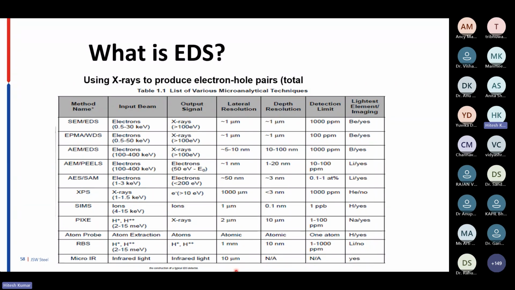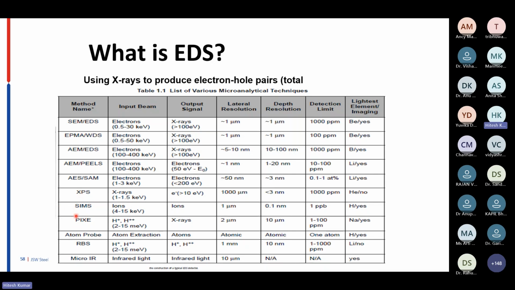That's why people mostly want to see in which state your element is, like whether it's in +2 or +3. Then people mostly go for XPS.